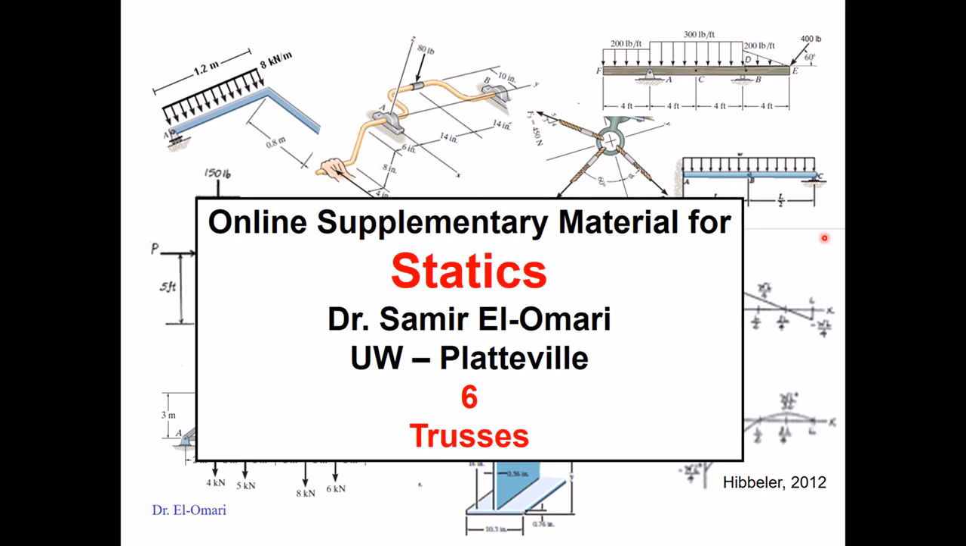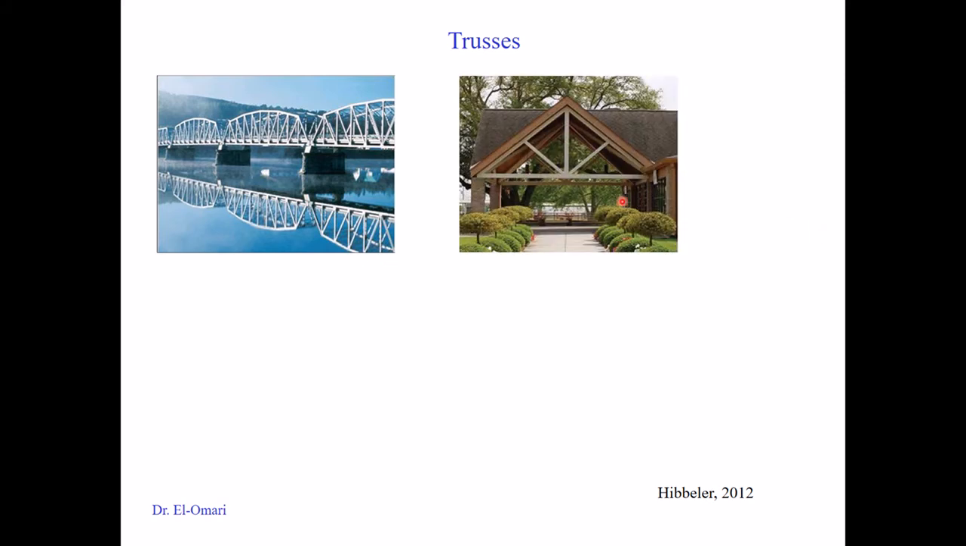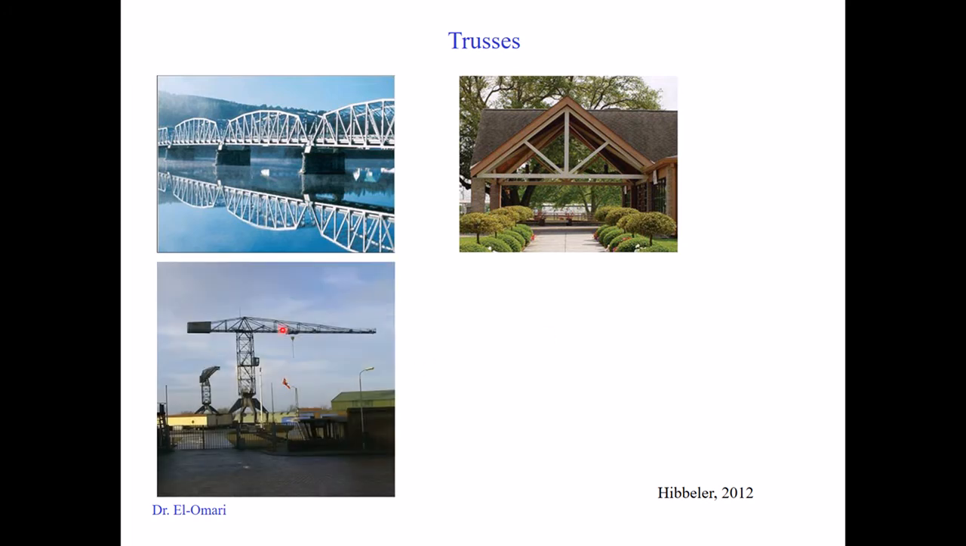In this session, you'll learn about trusses, how to design a truss, how to find the members, and whether these members are in tension or compression. Trusses are structures that are used for bridges, for roofs as part of a roof, and also in some equipment like cranes. They are mainly composed of members that are connected at their ends with a pin to make them like two-force members.